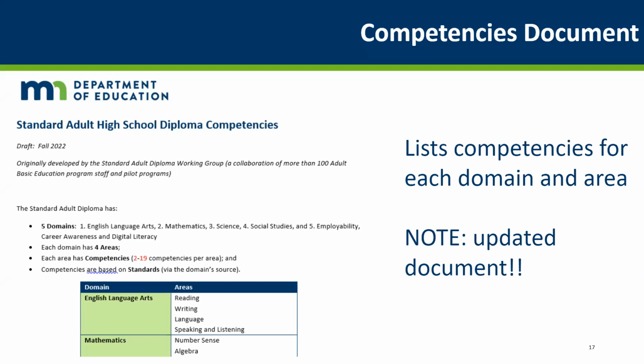And this is the document that actually lists the competencies for each area within each domain. A little note for you. We have just recently, actually this week, updated this document. So the version that is in the Google folder for this training today, I'm just clicking into it right now. Oh, no, that's not it. It starts with the word draft, because we are still a little tentative about some of these updates, and they're not very big.